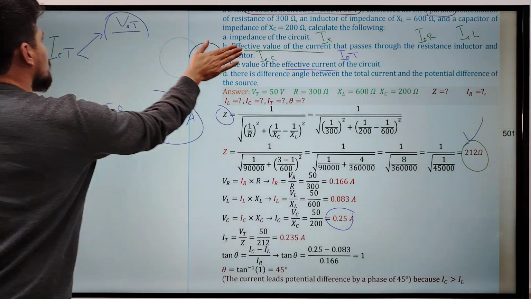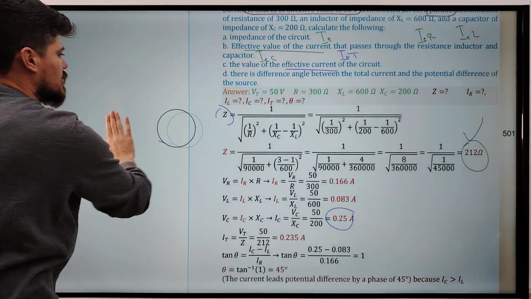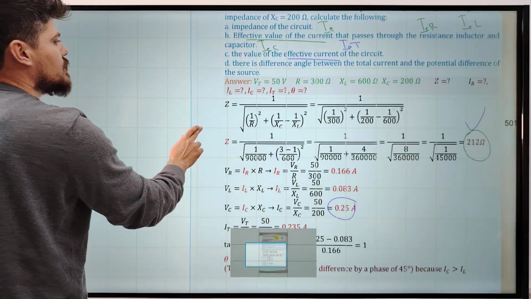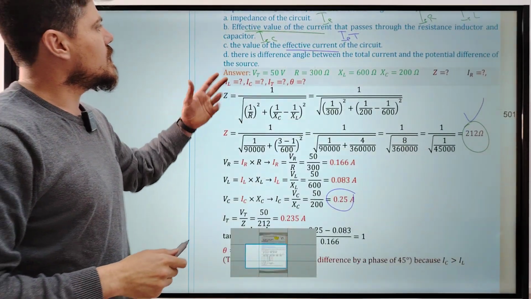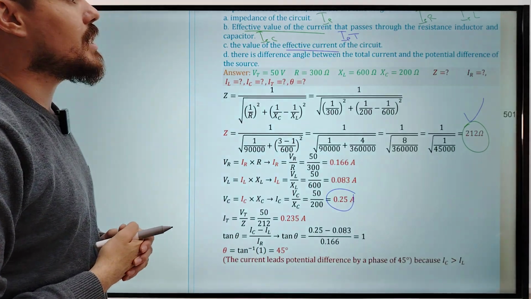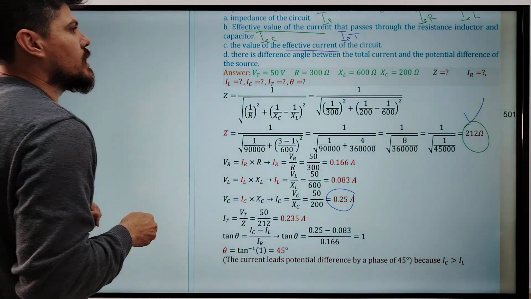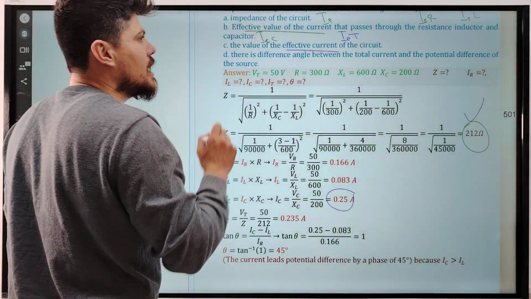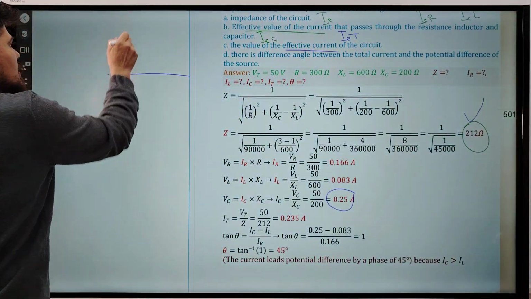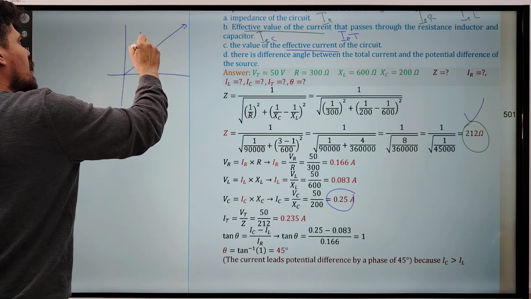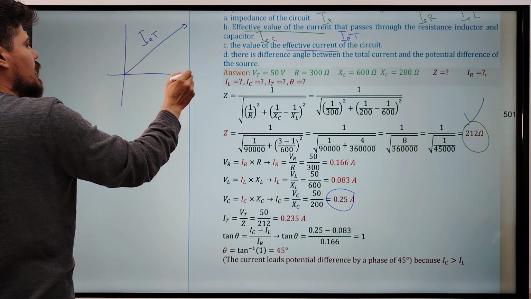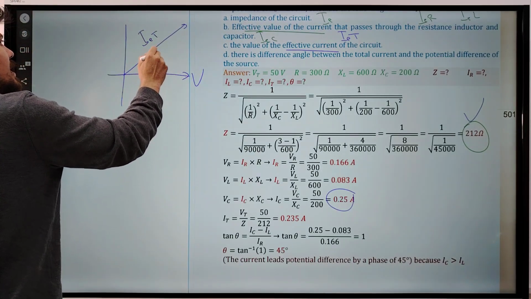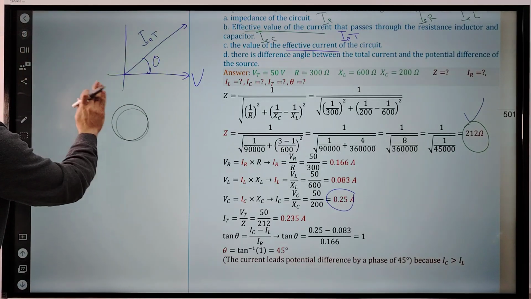The last branch in this question, in question 56, there is a difference angle between the total current and the potential difference. Yes, absolutely. How can we find this angle? Between what? The total current and potential difference. This is IE total and this is the potential difference. How can we find this angle?